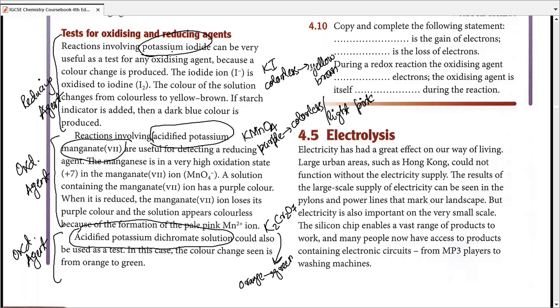All right. So these are the 6 colors you're supposed to remember along with their names and what kind of species they are. That's as simple as that for oxidizing and reducing agent. So that actually completes the whole oxidizing and reducing agent part.